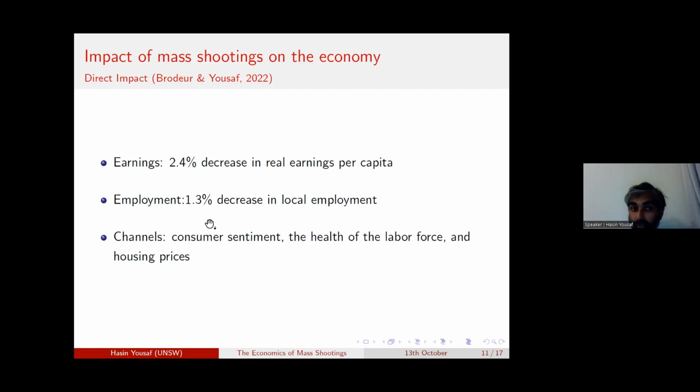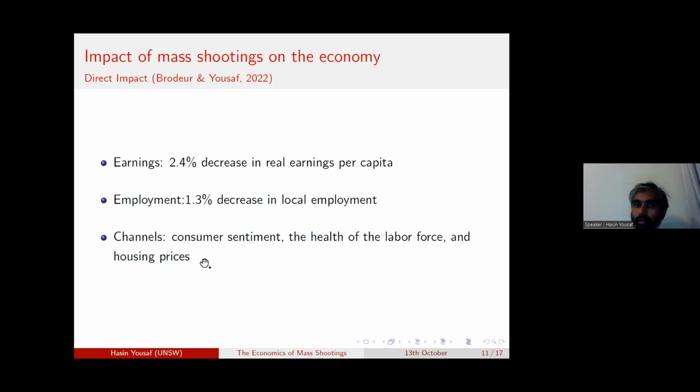At first, if you look at this result, it seems too big, or it doesn't make sense that mass shootings can have such a big impact, mainly because mass shootings don't lead to a lot of direct destruction. But these numbers are not very different if you look at, for example, terrorist attacks. For terrorist attacks, the magnitude is 2 times this number on average: a 5% decrease in earnings and around a 2.5 to 3% decrease in employment. However, here, because you don't have any direct destruction, there could be other channels that explain why mass shootings have such a drastic impact on the economy.